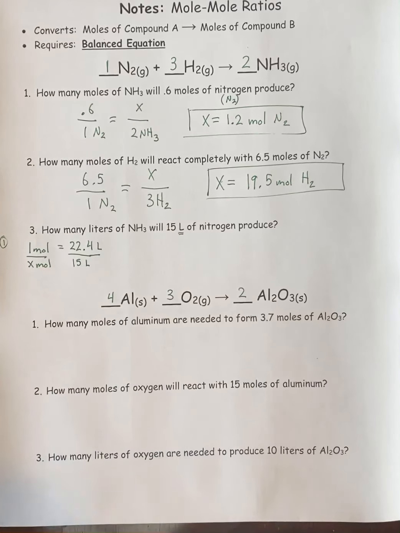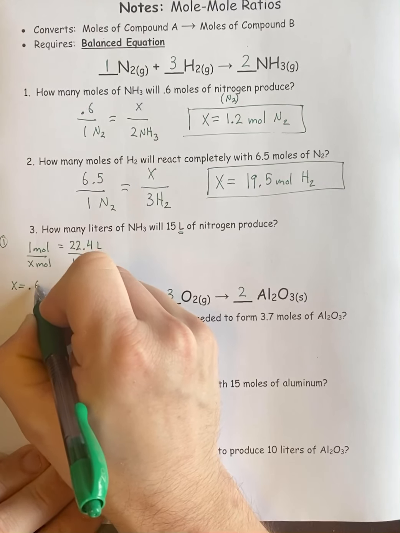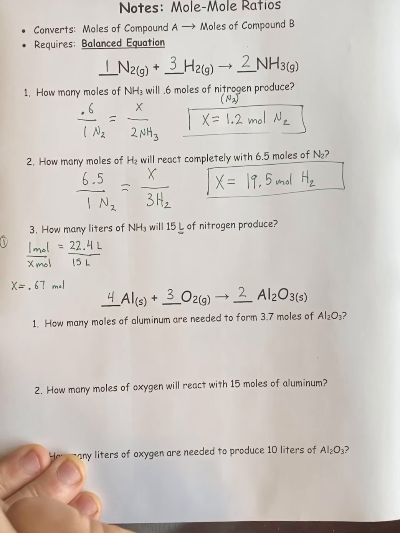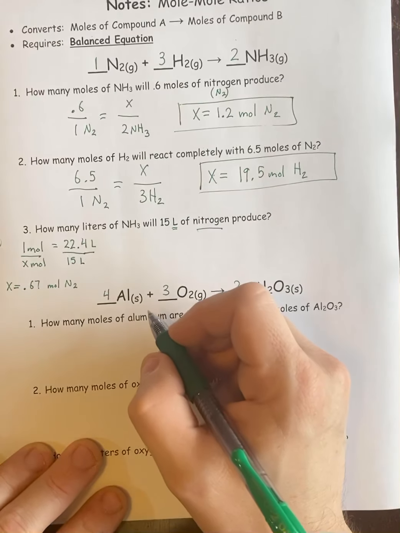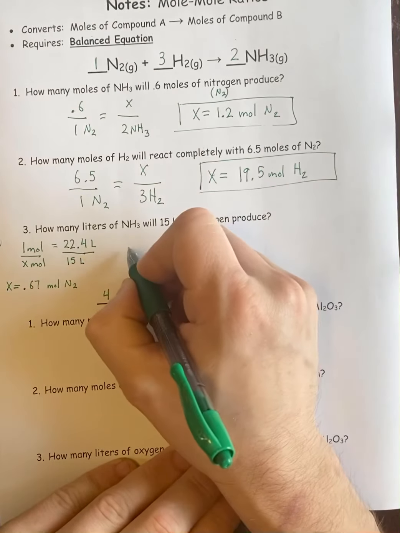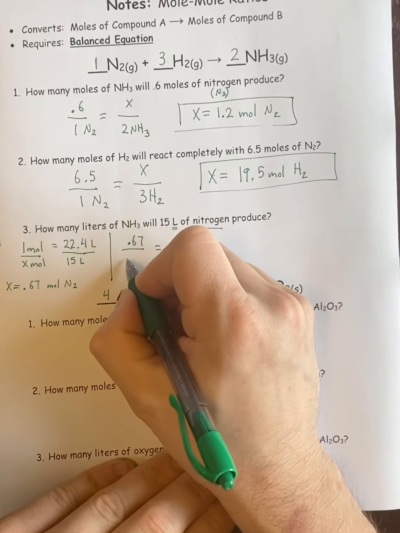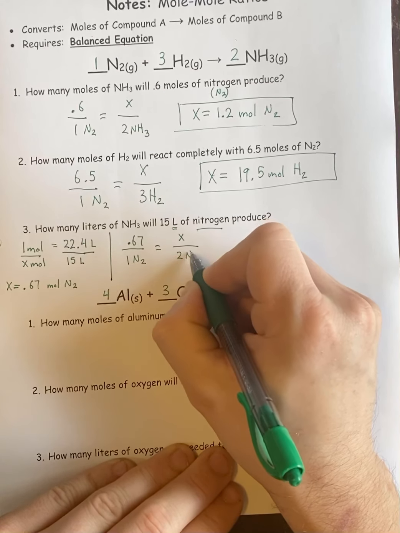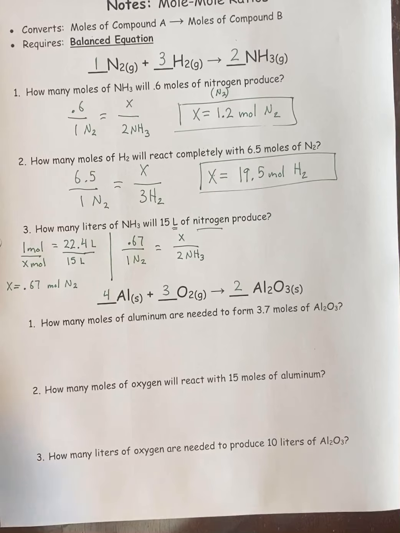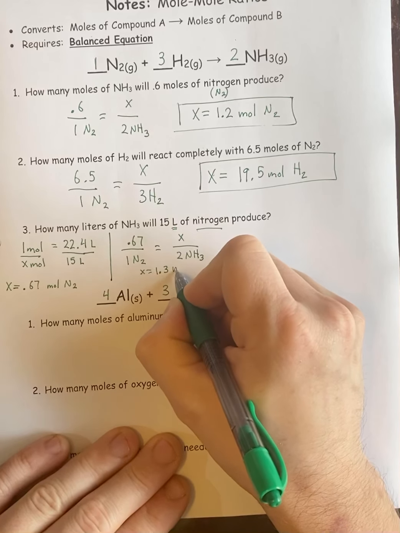So now I'm going to cross multiply and solve for X. And I'm going to get 0.67 moles of N2, because they said nitrogen. Then I'm going to do a mole ratio where I do 0.67 over 1 N2, and I want NH3, which is going to be X over 2 NH3, which is going to give me 1.3 moles of NH3.